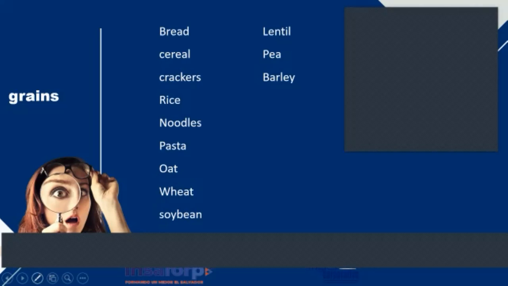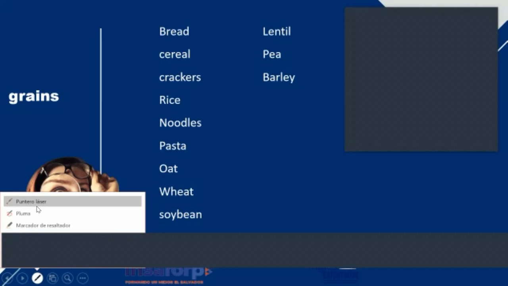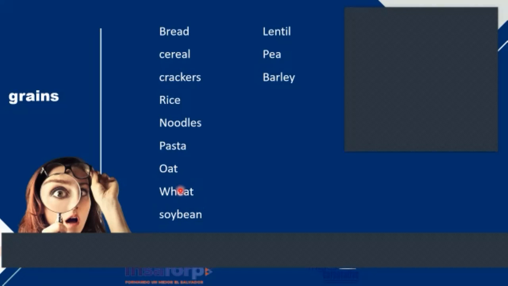¿Verdad que wheat es trigo, verdad? Yes. Wheat es trigo. Oat. Avena. This is avena. Okay. This is trigo. Soybean. Noodle. Soya, soya. Lentil, lentejas. What about lentejas. Pea? What about pea? Pea. Es durazno.